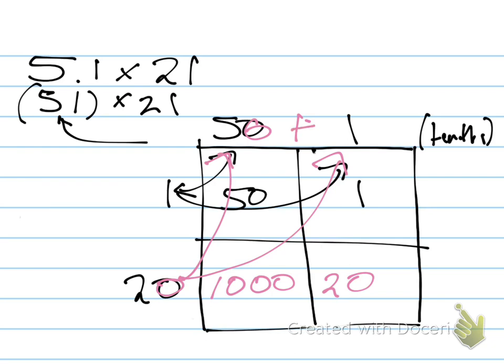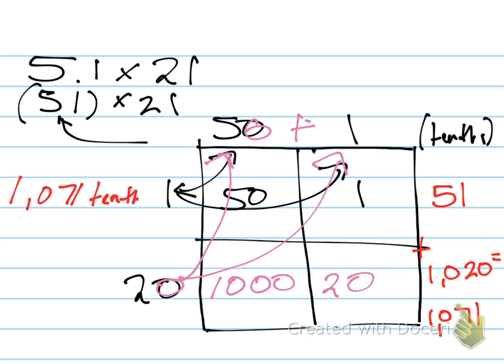So we get, I'm going to do this in a different color again. So over here we'll get 51 plus 1020, which would end up equaling 1071. But that's not all. We have to remember those tenths. So really it's 1071 tenths, or 107 and 1/10.